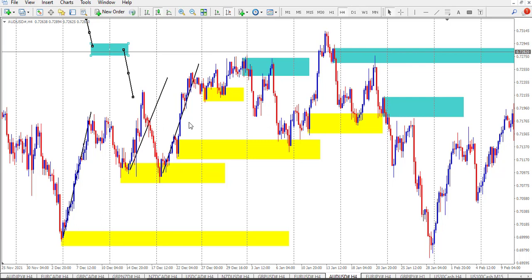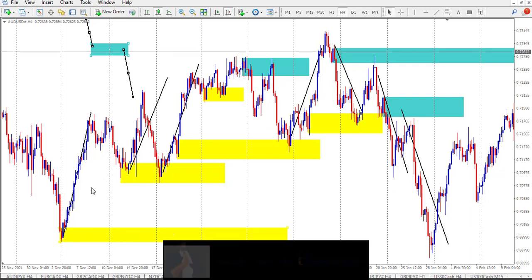What you just have to do is to look in the area where that move originated from, and that would be your supply or demand zone, depending on where you are going, right? So these are the moves. If you look at one impulse, this is the origin of the move. So that becomes your demand zone.